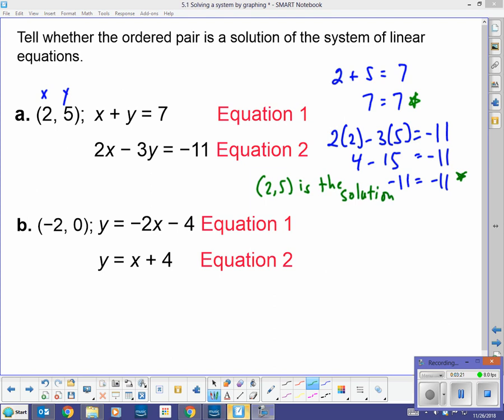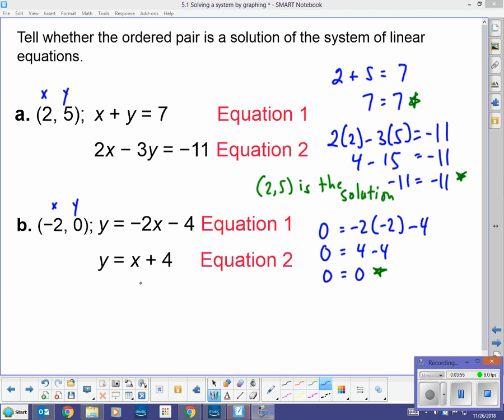Okay, let's check out example B here. And again, x is negative 2 here, y is 0. Now these are written in a different form. These are written in slope-intercept form, right? So y is 0 equals negative 2 times negative 2 minus 4. So 0 equals negative 2 times negative 2 is positive 4 minus 4. And then 4 minus 4 is 0. So that works.